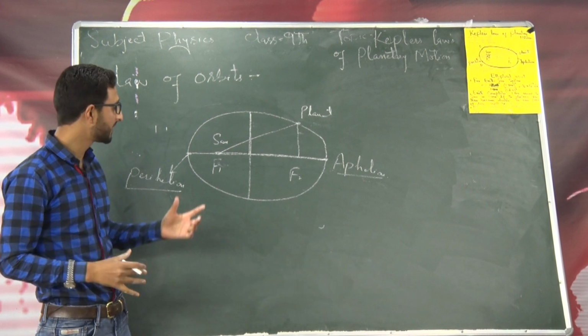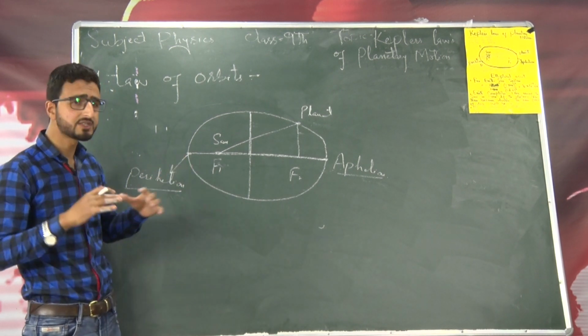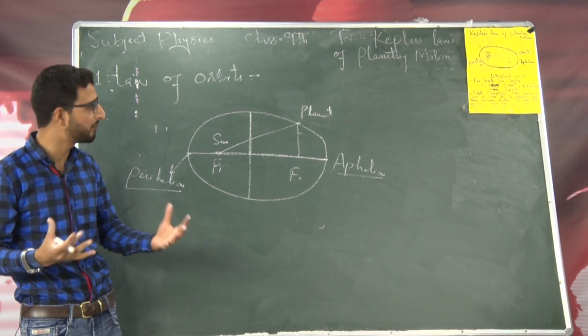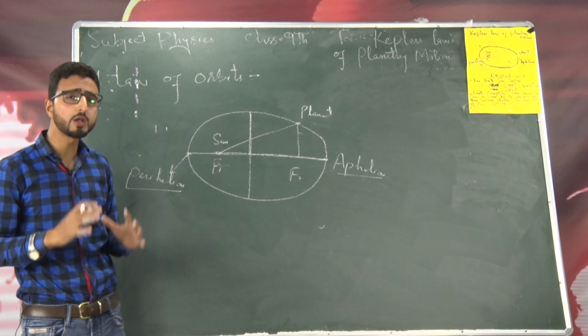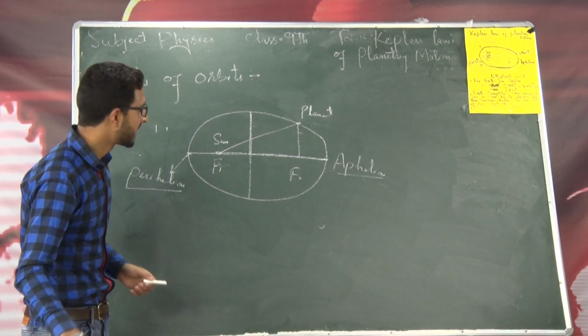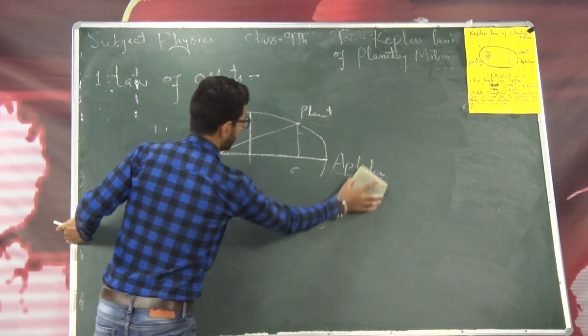Now the path followed by a planet around the sun is basically an ellipse, an elliptical path, and since this defines the nature of the path followed by a planet, this is called the orbital rule or simply the law of orbits. This is Kepler's first law.